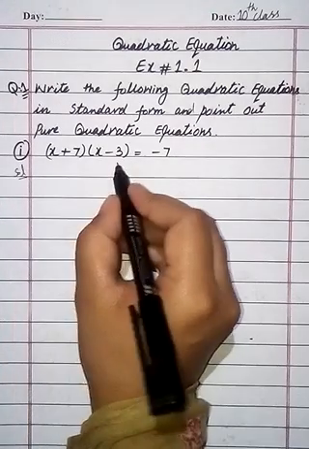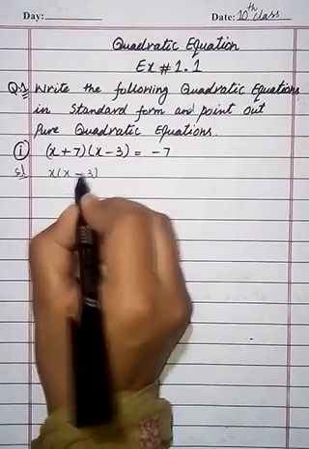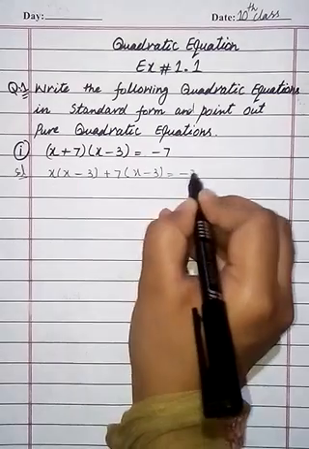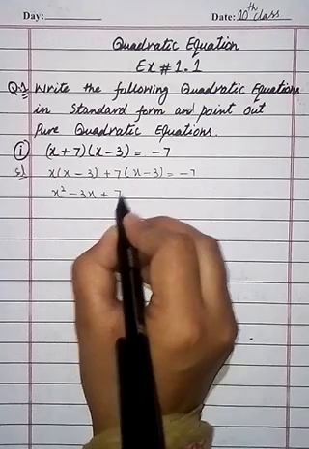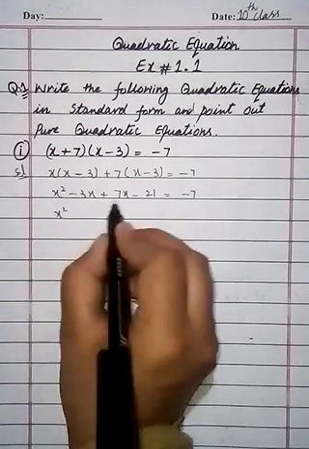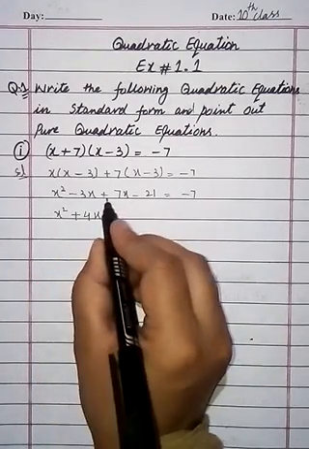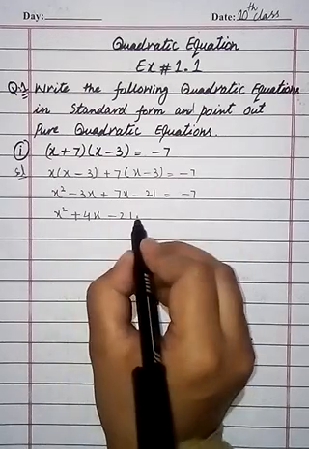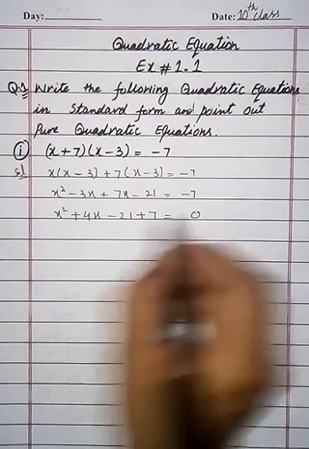First of all, you have to multiply each term: x multiplied by x minus 3, so plus sign, and 7 multiplied by x minus 3 equals minus 7. Now multiplying, you get x square minus 3x plus 7x minus 21 equals minus 7. Now x square, minus 3 plus 7 is plus 4x, because the bigger number has the sign plus, so put plus with 4x, minus 21. Shift minus 7 to the left side, then its sign will be changed, and it will be equals 0.